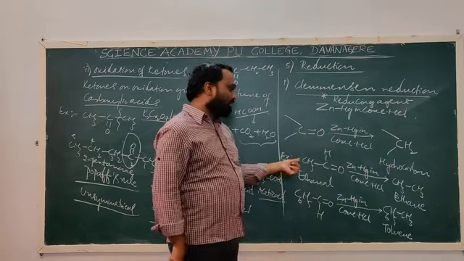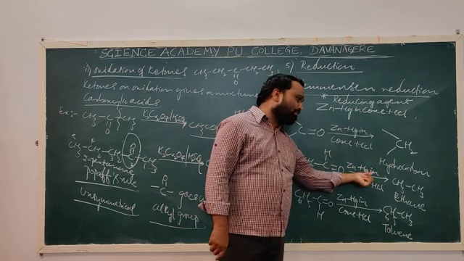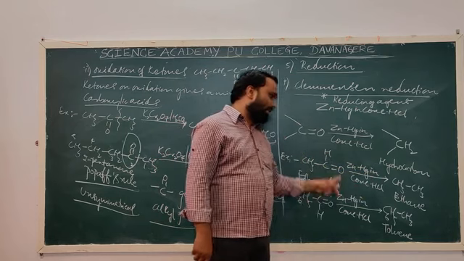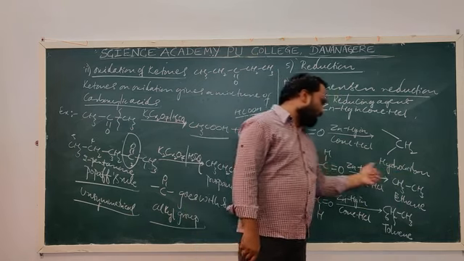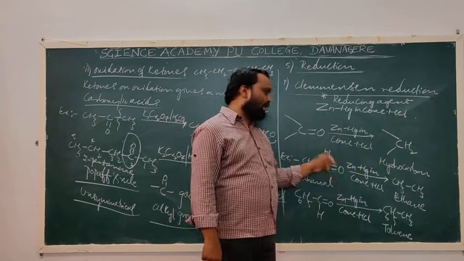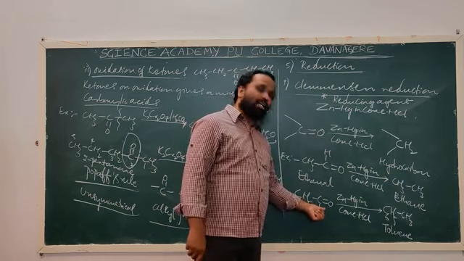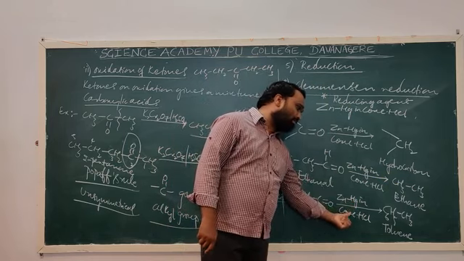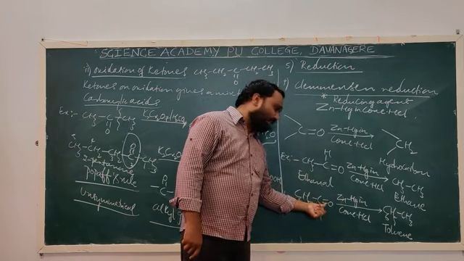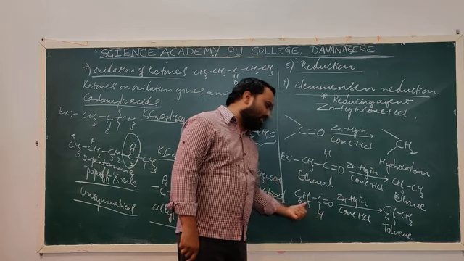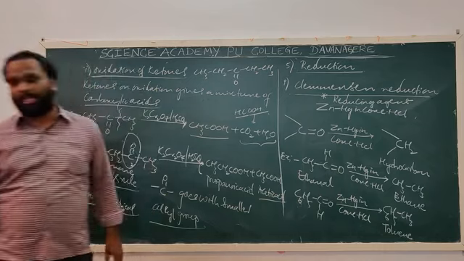For example, acetaldehyde, on reduction with zinc amalgam in concentrated HCl, the oxygen is replaced by 2 hydrogen. So it is CH3CH3, we get ethane. Benzaldehyde, in the presence of zinc amalgam in concentrated HCl, the oxygen is replaced by 2 hydrogen, we get C6H5CH3. This is called toluene. Next example.